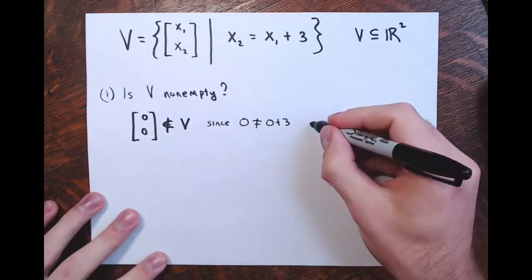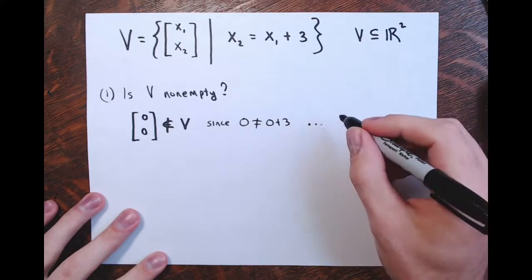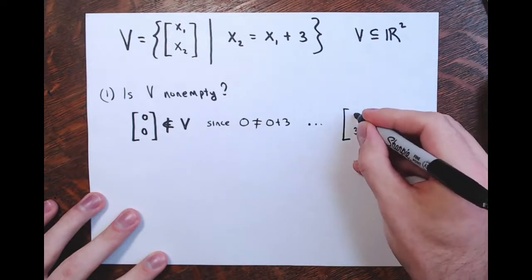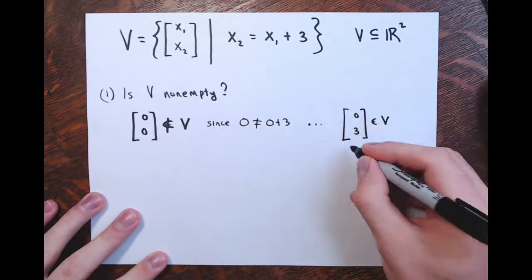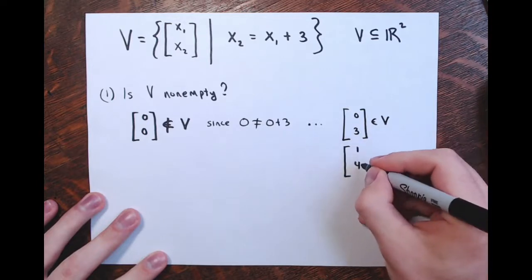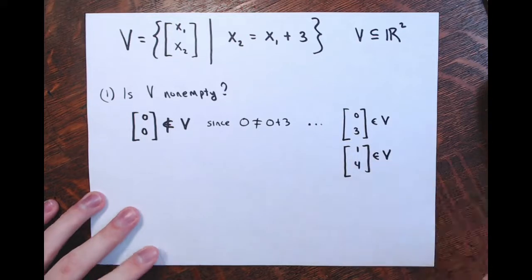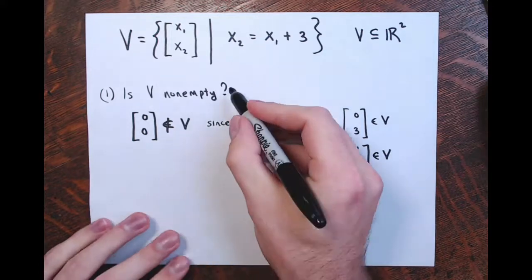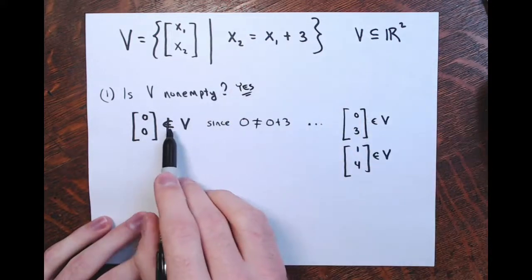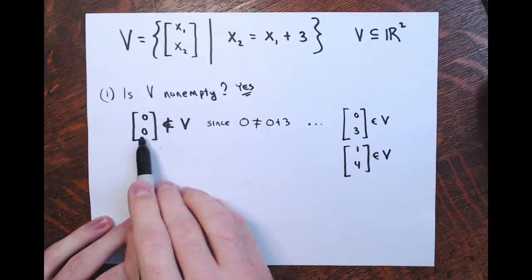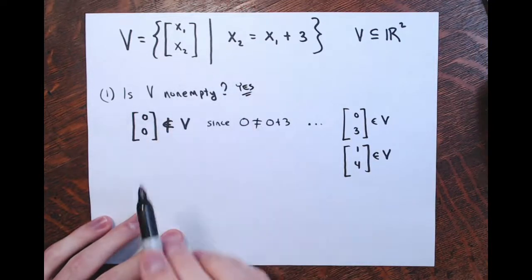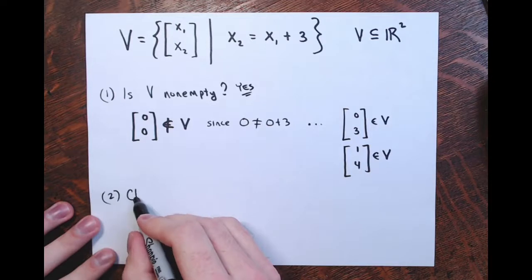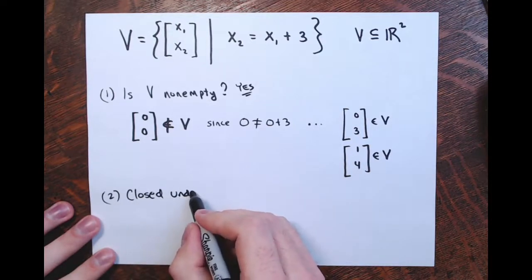Okay, but there are some vectors in here, right? There are some vectors in here. Let's see, 0 3, that vector's in here, right? 1 4, right? Any vector where the second component is 3 more than the first component. So it's not empty. Because the zero vector is not in there, we're going to see that this is not a subspace, but it's not empty. All right, is it closed under vector addition?